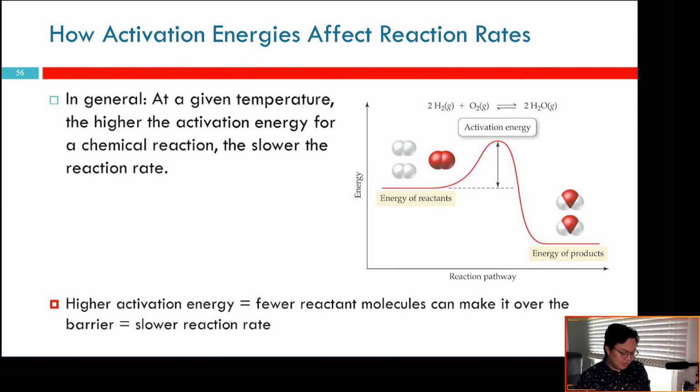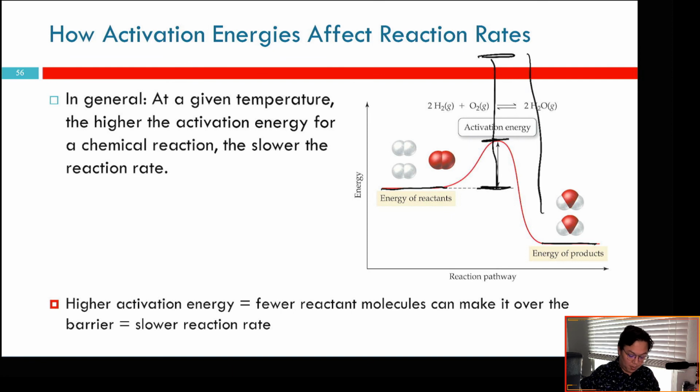So at a given temperature, the higher the activation energy for a chemical reaction, the slower the reaction rate. So the higher this hill, if we have the energy of our reactants and the energy of our products, the difference between these two is our activation energy. If this activation energy is higher, that reaction is going to proceed slower because there are going to be fewer particles that have the required energy to make it over that hill and fall back down to the lower energy of the products.